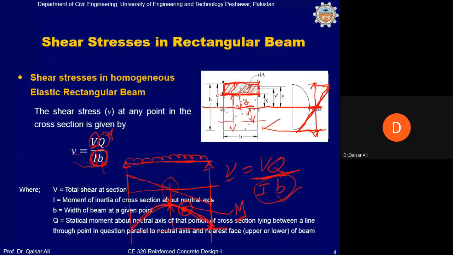The statical moment of this H area, which means area A, B, C, D, and then the centroid of this area, the distance from the centroid of this area to the neutral axis, Y bar. So this area A, B, C, D multiplied by Y bar is basically the value of Q. Okay.